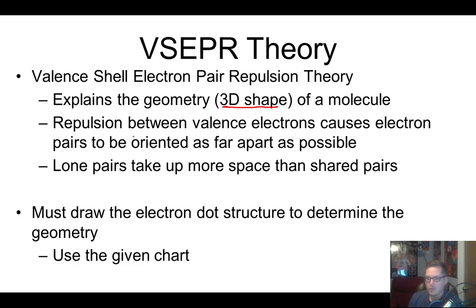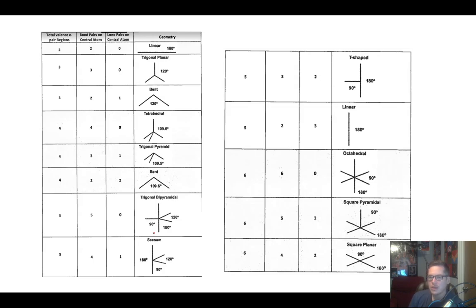All right, one thing that you need to know is that lone pairs always take up more space than shared pairs, and that's going to make a little bit more sense here in a second. It's really not that hard to figure out VSEPR theory, especially with the chart we give you. So the first step is to always draw the electron dot structure. If you draw the electron dot structure, you're good to go, and then from there we can determine the geometry. You're going to get a hard copy of the chart, and this is the chart here.